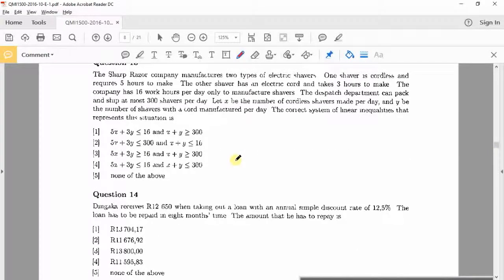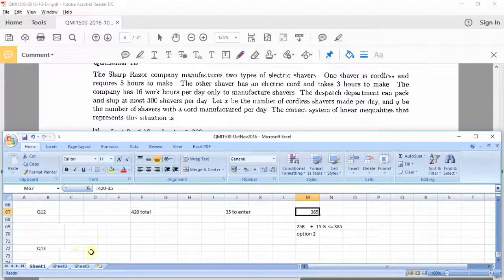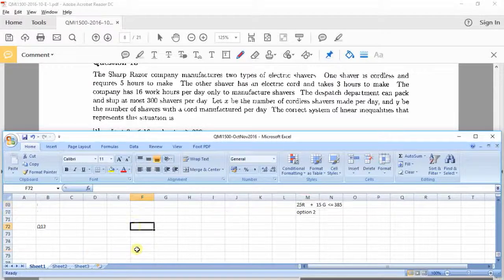Alright, this one, the same thing applies here. Take the English, make it into maths. Right, so Sharp Razor manufactures 2 types of electric shavers. 2 types. So type 1, type 2. Let's draw a picture for this. One shaver is cordless and requires 5 hours to make. So 5 hours to make.